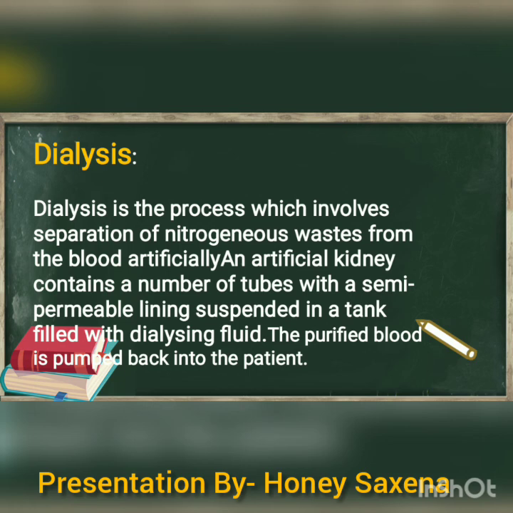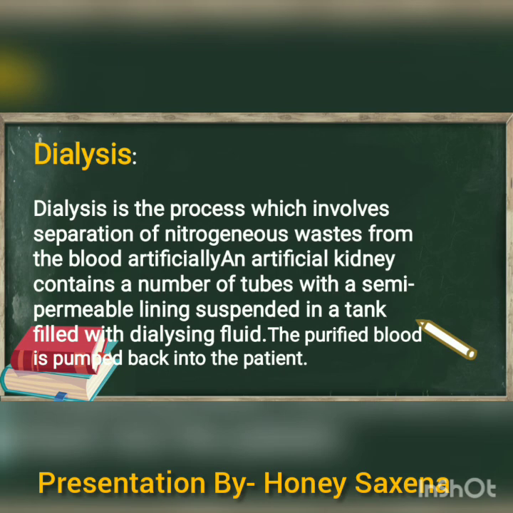So, what happens? Blood is passed through a machine. That machine takes all the toxic material from the blood and passes the purified blood back into the body of a person. So, dialysis is the process which involves separation of nitrogenous waste from blood artificially. An artificial kidney contains a number of tubules with a semi-permeable membrane lining suspended in a tank filled with dialysis fluid. The purified blood is pumped back into the patient.